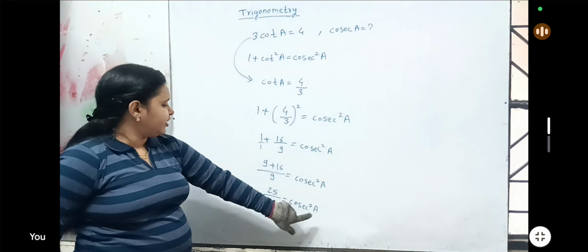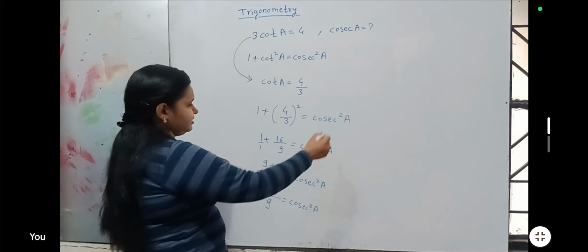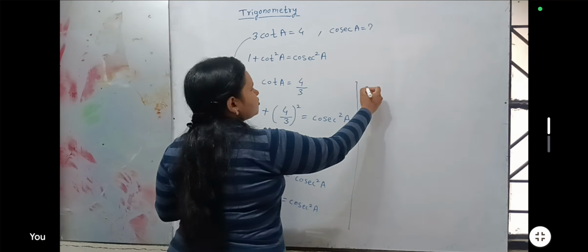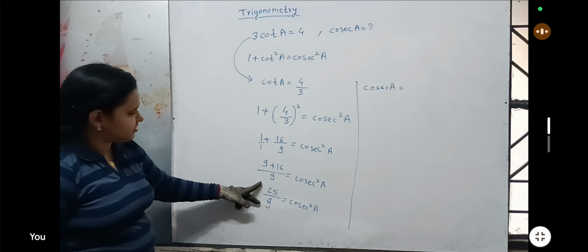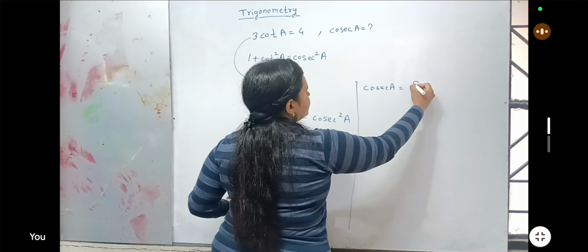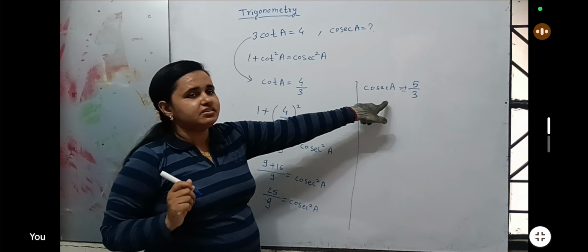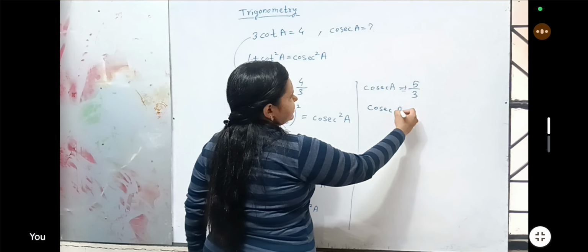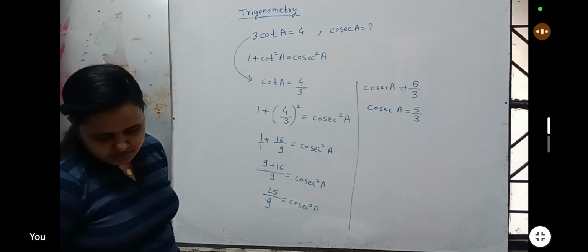Then we have to find cosec A. So we have to take the square root on both sides. By taking the square root on both sides, what do we get? Cosec A is equal to the square root of 25 upon 9. What will be? 5 upon 3. But it will be plus or minus. But since we are taking angles here, we will just take plus 5 by 3. Cosec A is equal to plus 5 by 3. So our answer will be 5 by 3. Okay.